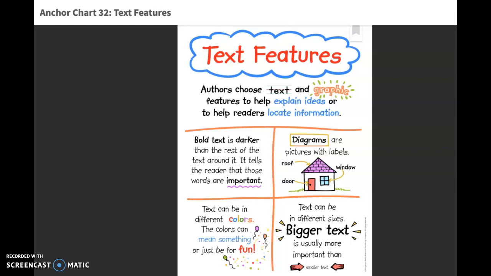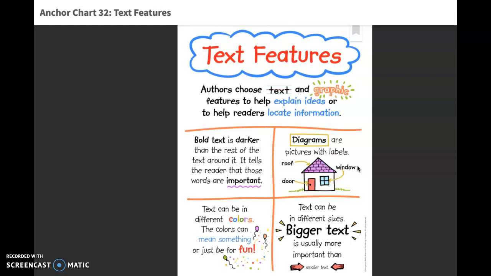Diagrams are also another text feature, and diagrams are pictures with labels. Look at that house in front of you. That house has a roof, a door, and a window. They're labeled to show the reader the different types of things in a house.